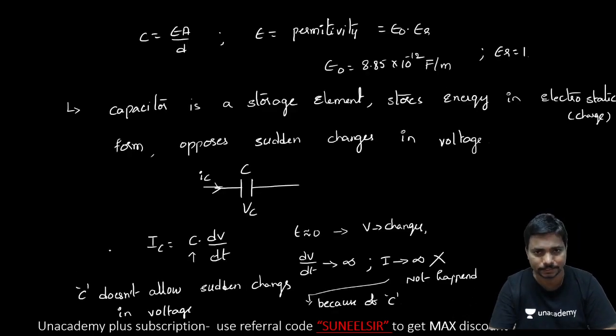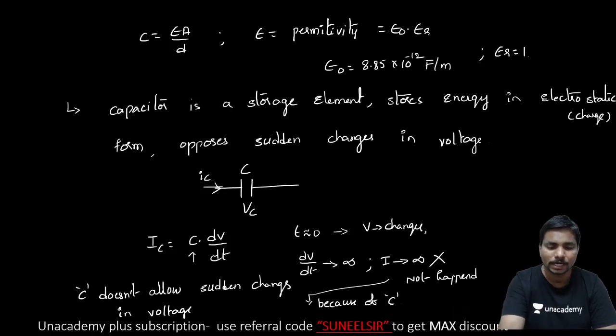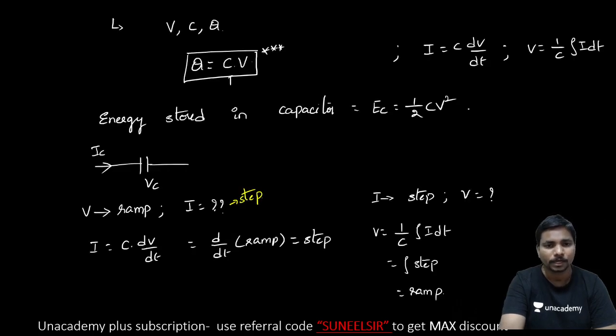Here capacitance C is equal to epsilon A by d, where epsilon is the permittivity, epsilon naught into epsilon r. These values and equations are very important, so note down this equation. Capacitance does not allow sudden changes in voltage because of its stored property. And Q is equal to C into V, and we have discussed the energy stored in the capacitor. If any voltage waveform is given, we can find out the other waveform.